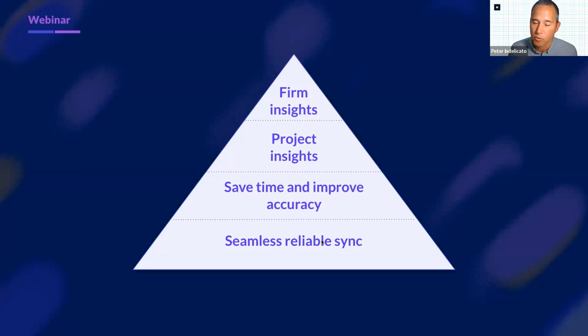We spent a good bit of Q4 last year actually making our integration with QuickBooks seamless and reliable. On top of that, we're building a number of different features and user flows that allow you to save time and improve the accuracy, but essentially avoid accounting errors. We're going to see a bunch of those features today. Then on top of that, we're also going to be looking at how we are pulling in data out of your QBO instance to provide you with some project insights around profitability. And at the very end of this presentation, we'll be talking about some firm level profitability insights that are just around the corner.